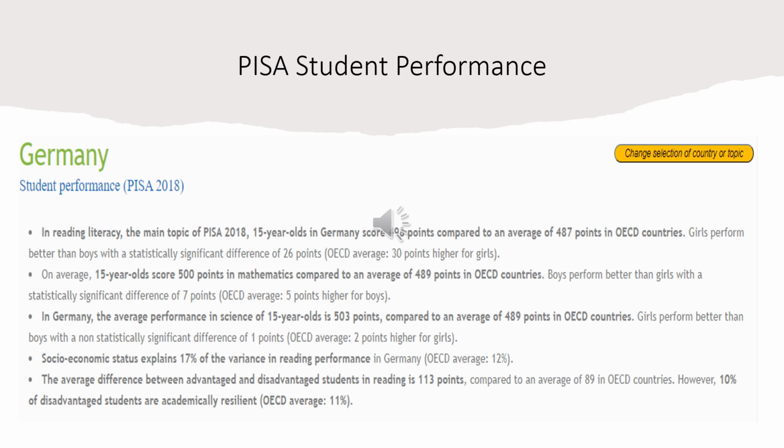So basically, in a nutshell, Germany is doing very well in their academics, with the girls outscoring the boys in pretty much everything except for math, but that's okay. That's good. Germany is one of the top in the PISAs when it comes to student assessments in Europe.